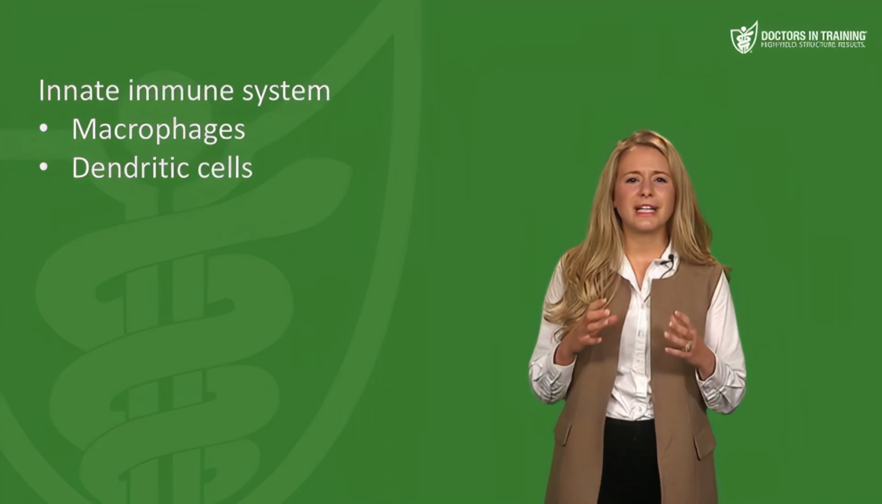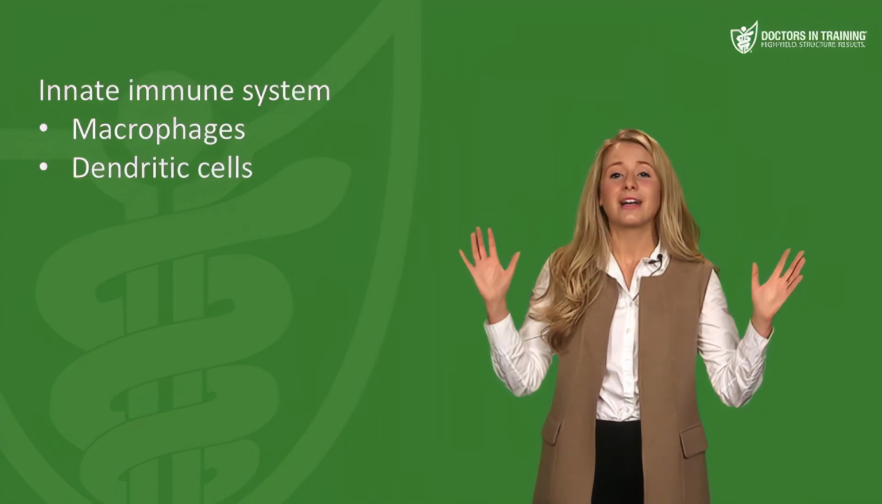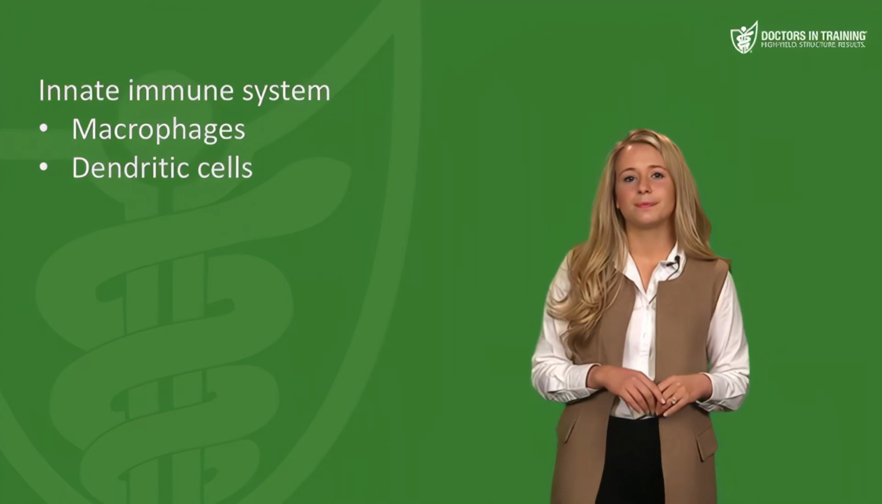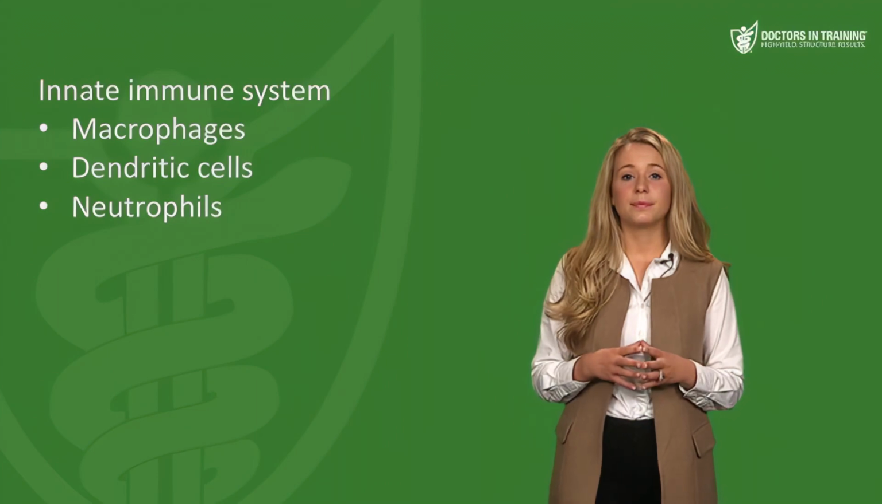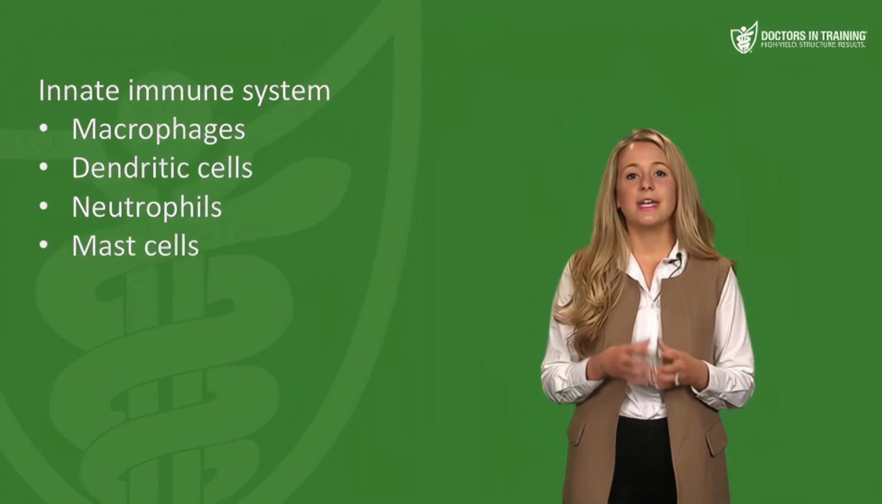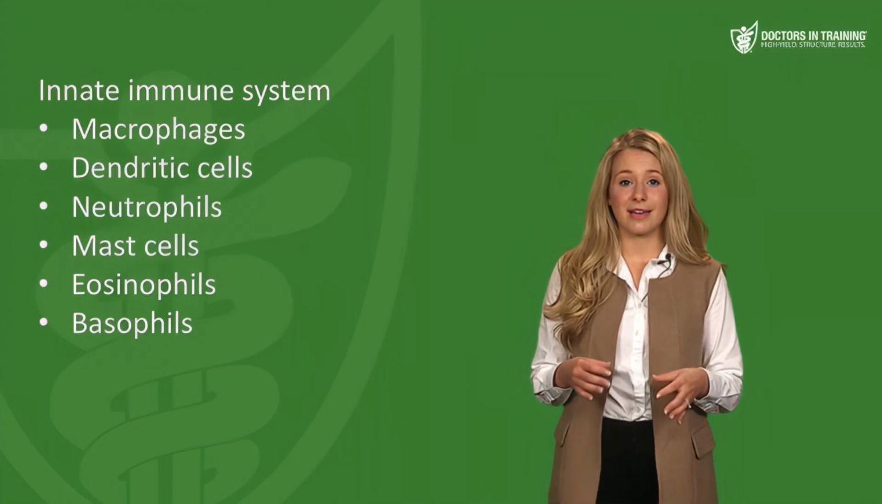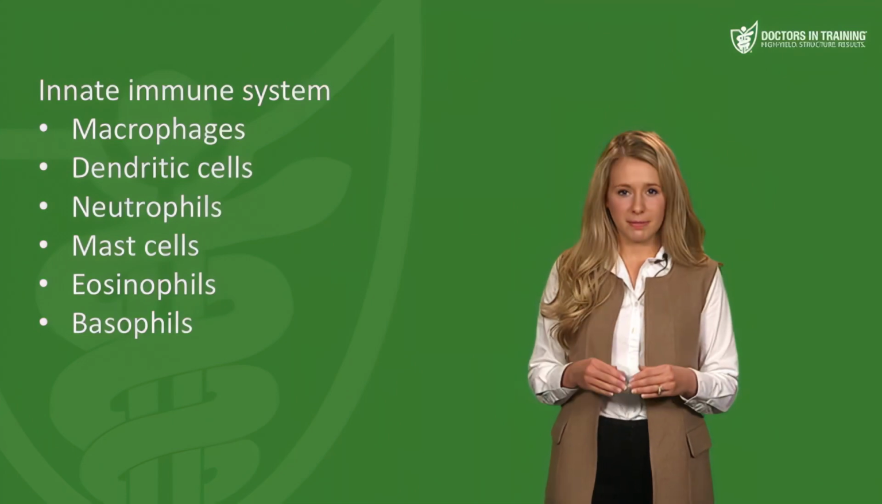It's almost like they're flagging down the T cells by waving a banner and shouting, "Hello, I found something you need to attack." But we're going to cover the antigen presentation in detail in the next video. You have neutrophils, which are another type of phagocyte. And also the mast cells, eosinophils and basophils, which are responsible for secreting histamine and cytokines and signaling chemicals that attract other cells to mediate inflammation.